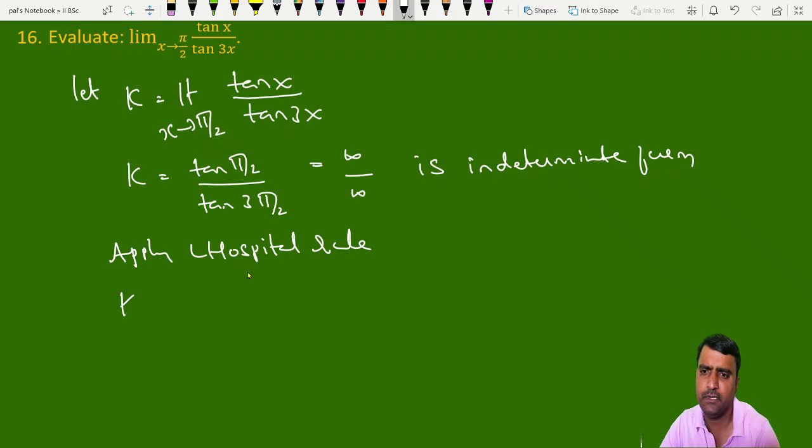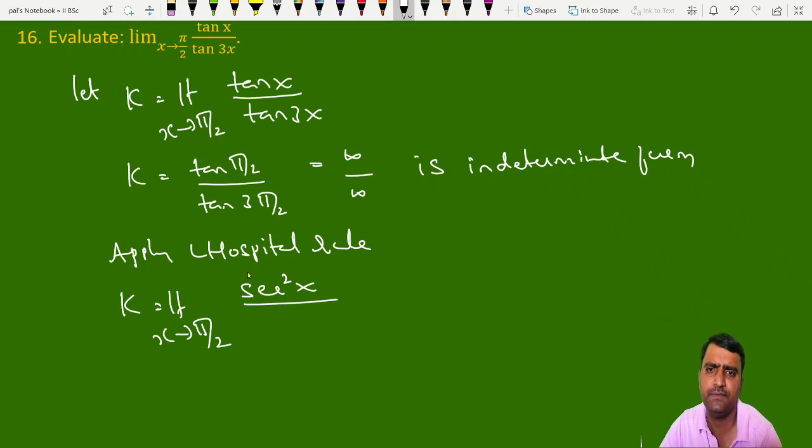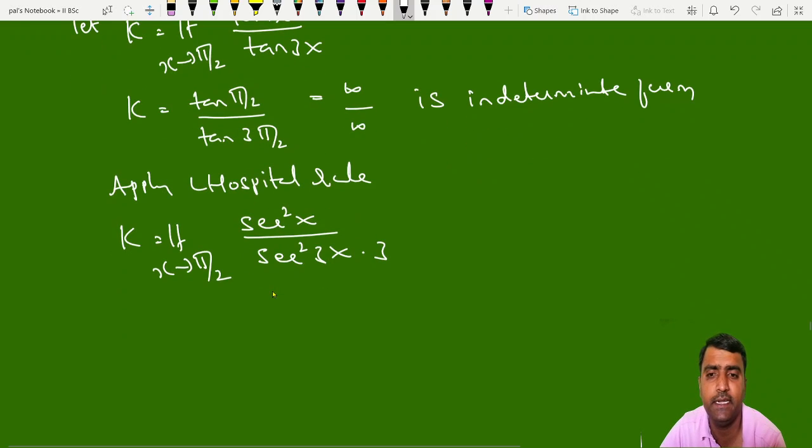If you apply L'Hospital rule to this, then limit x tends to pi by 2. Differentiation of tan x is secant square x, divided by differentiation of tan 3x, which is secant square 3x into 3. What is secant 90? Cos 90 is 0, so secant 90 is 1 by 0, which is infinity. To avoid infinity, take this to the denominator and apply the limit, and the infinity is avoided.